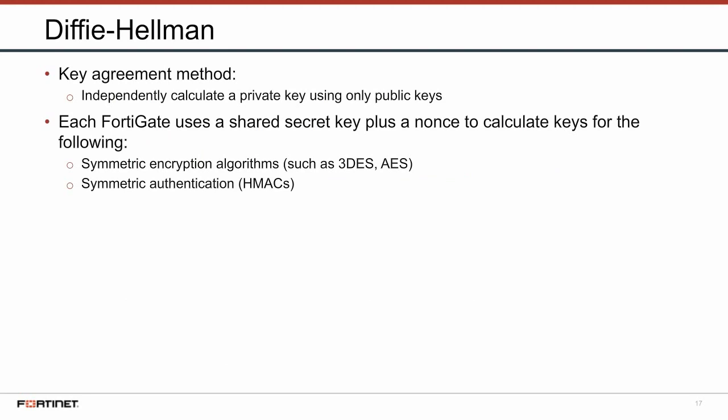Diffie-Hellman uses the public key that both ends know, plus a mathematical factor called a nonce, in order to generate a common private key. This is crucial. With Diffie-Hellman, even if an attacker can listen into the messages containing the public keys, they cannot determine the secret key. The new private key is used to calculate additional keys for symmetric encryption and authentication.